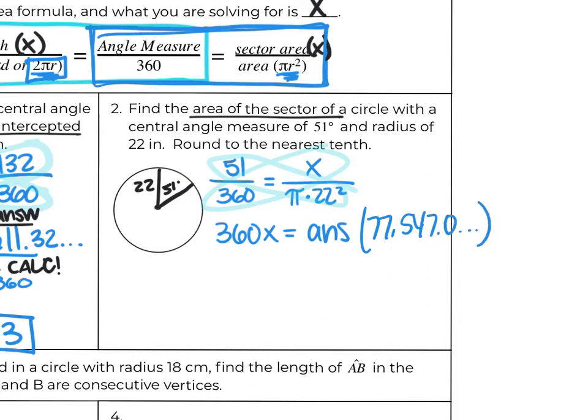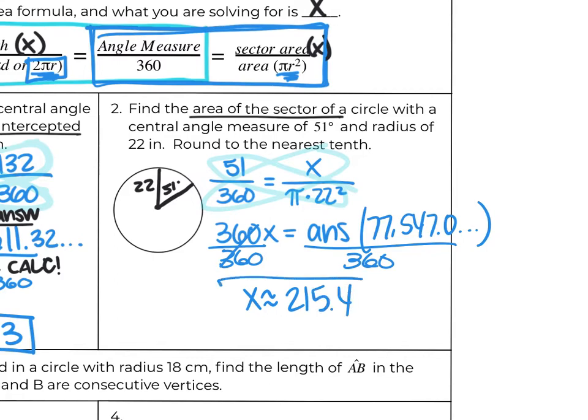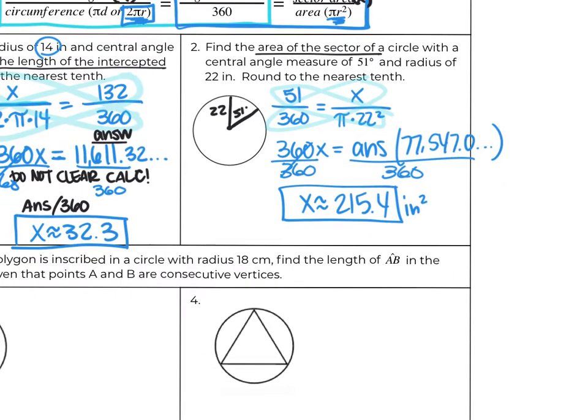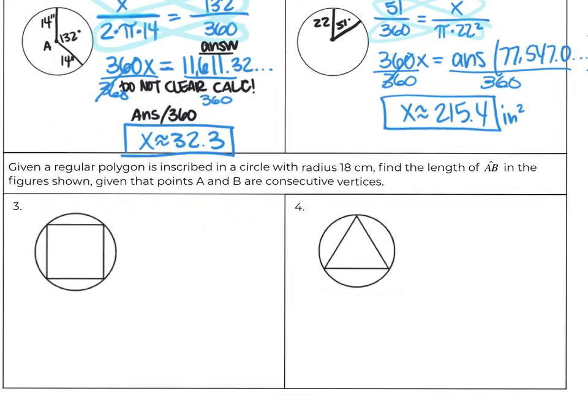Remember, I'm not rounding it, so that's why I put the dot, dot, dot. So divide by 360. So x is approximately 215.4. And since it's area, that's technically inches squared, but typically on the test, I just look for your number.